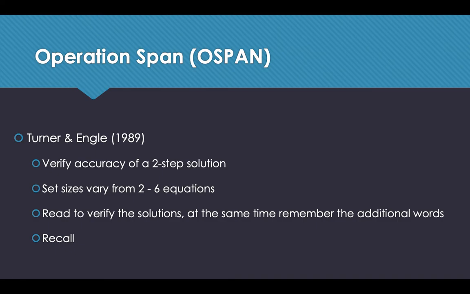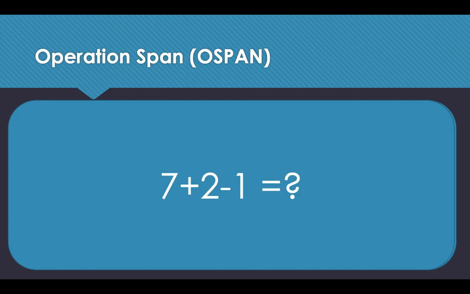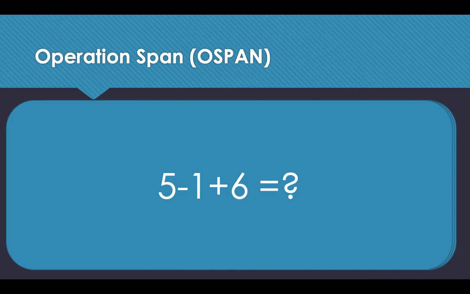And here's what it kind of looks like. You'd see the word apple, followed by an equation. You'd see the word house, followed by an equation. And you'd do this so on and so on. And you'd be asked to simply remember the words that you read. But the arithmetic problem kind of disrupts the rehearsal and your ability to keep that information in your working memory.